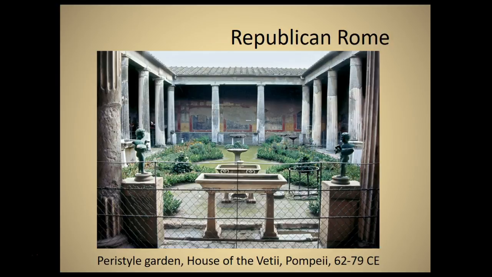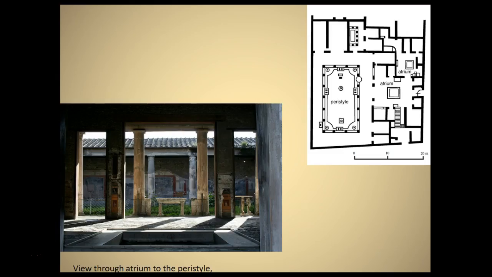So this is the Peristyle Garden that we're looking at, the House of Vete in Pompeii. You can see the garden, and then you have this sort of colonnade going around the space. And then this is what it looks like, a view through the atrium to the Peristyle Garden. The House of Vete covers an area of approximately 1,100 square meters.